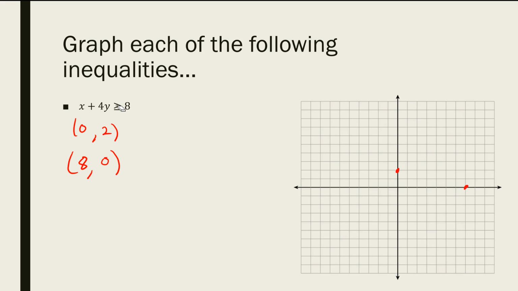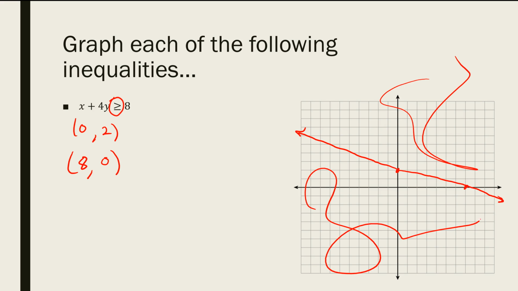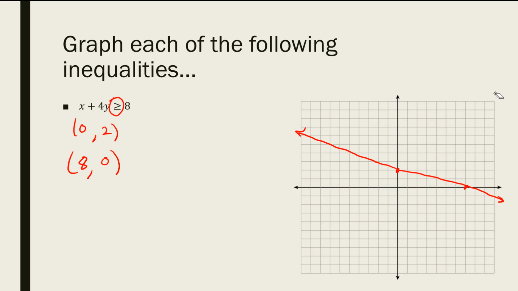Now, unlike the last line where I wanted to dash it, now I have a greater than or equal to sign, which means that I can go ahead and draw a solid line, and I can make it solid because now, because of the equal to sign, points on the line will work. Again, though, I need to decide, am I shading up here or am I shading down here? So let's pick a test point, and you always just want to pick the easiest test point possible. Almost always you'll want to pick 0, 0 because, well, that just makes it really easy.